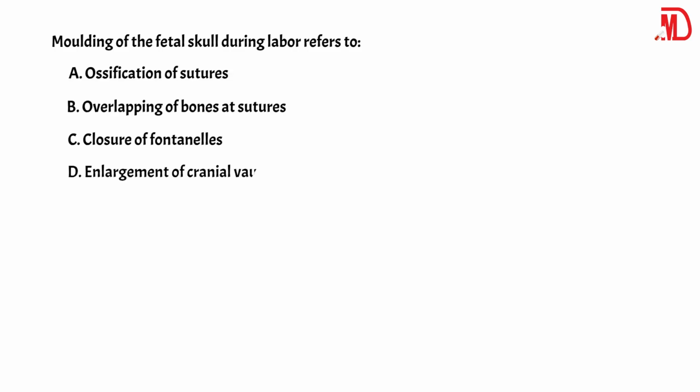Molding of the fetal skull during labor refers to: A. Ossification of sutures, B. Overlapping of bones at sutures, C. Closure of fontanelles, D. Enlargement of cranial vault. The correct answer is B. Overlapping of bones at sutures.